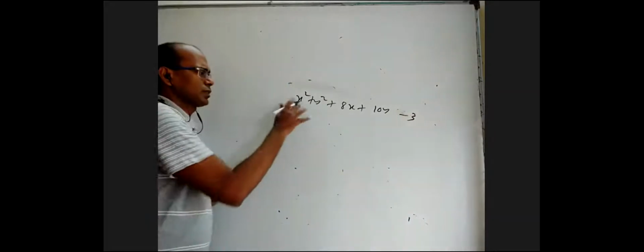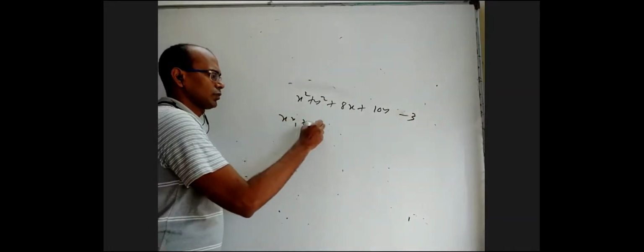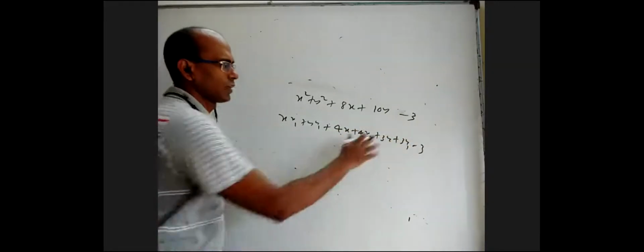Okay, let us say I have x square plus y square plus 8x plus 10y minus 3. What does S1 mean? You write x1 here, y1. This you have to write 4x plus 4x1, 5y plus 5y1 minus 3.